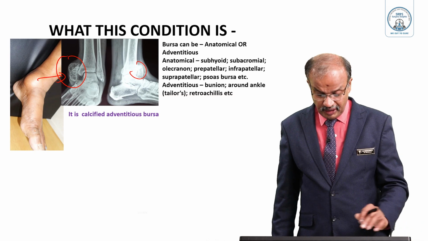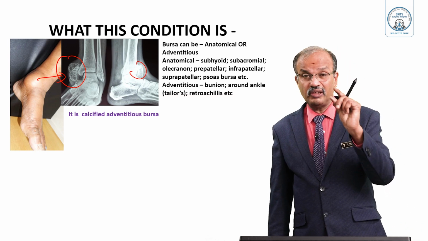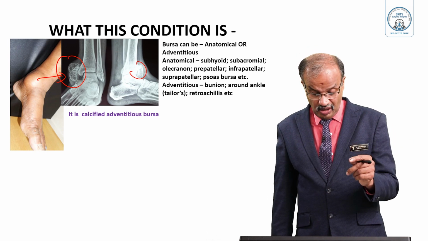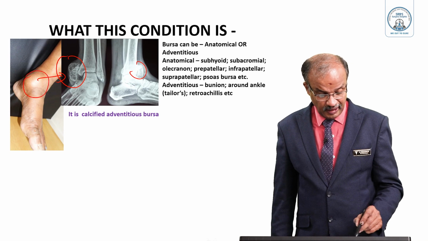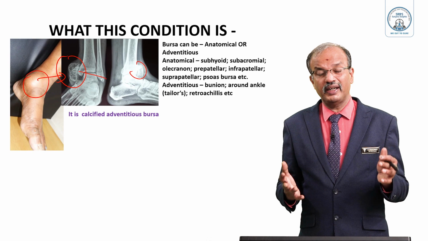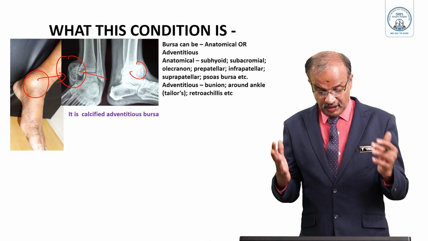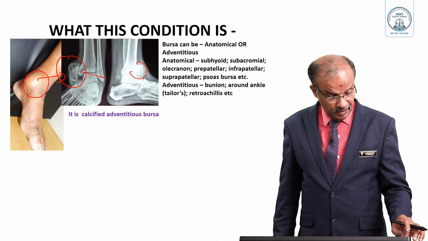Whereas adventitious is an acquired one: bunion near the great toe, around the head of the metatarsal, around the ankle, talus bursitis, retroachilles bursa and so on. So this is an adventitious bursa around the ankle, which is calcified. Eventually it may get calcified, it may get infected, it may form an ulceration, all those things. So that is the adventitious bursa. It's a typical adventitious bursa.